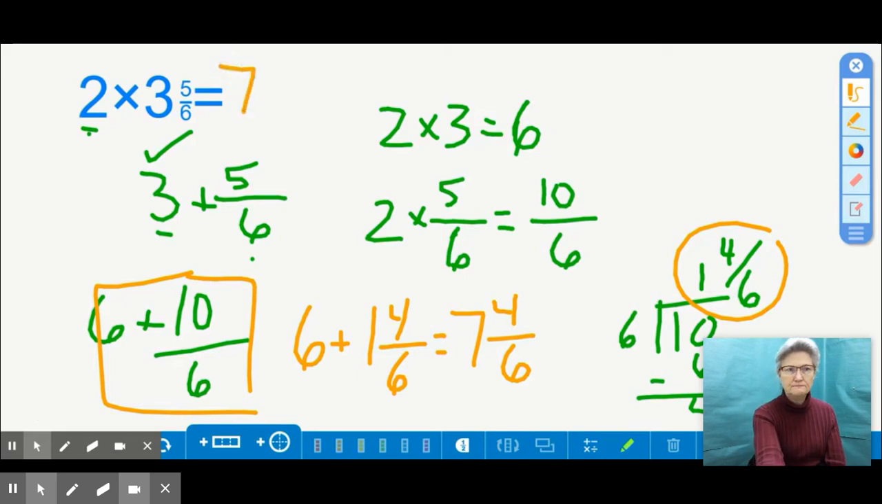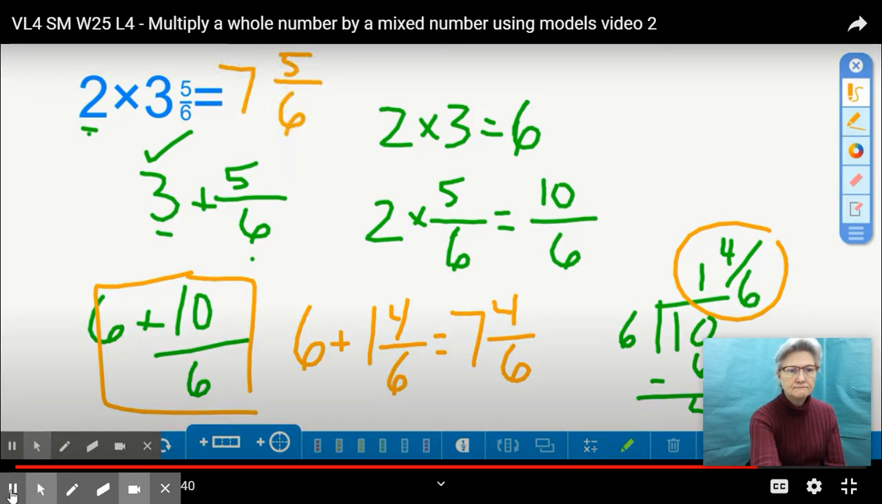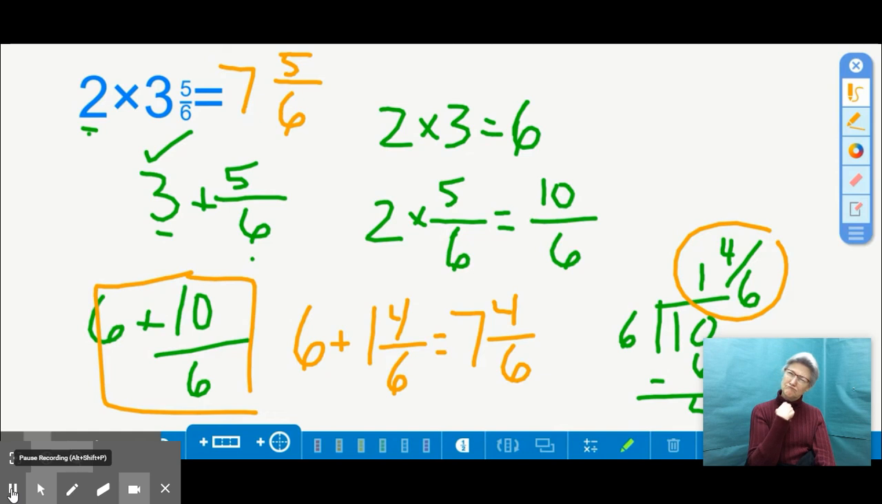So I'm going to put it up here, 7 and 4/6. I'm just going to ask myself if that's reasonable. I know that 5/6 is pretty close to a whole, right? It's just 1/6 away from a whole. So 2 times 3 is 6, and then 2 times 4 is 8. So my answer should be somewhere in between 6 and 8, probably closer to 8, because this 5/6 is very close to a whole.